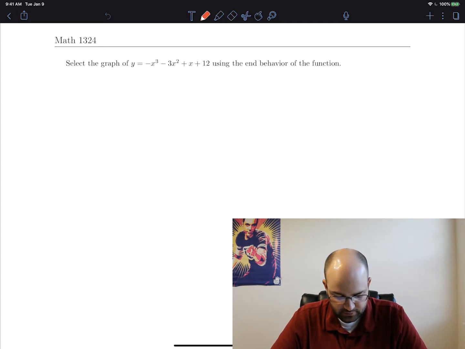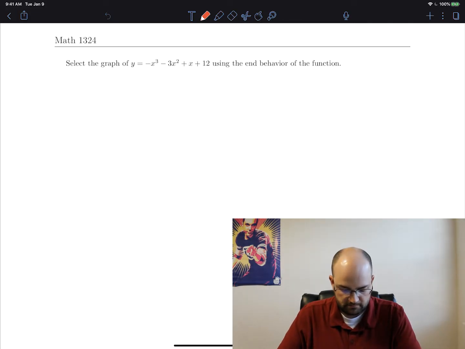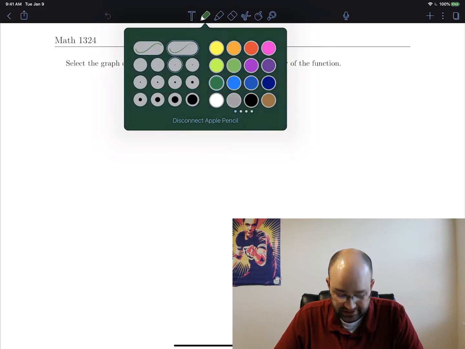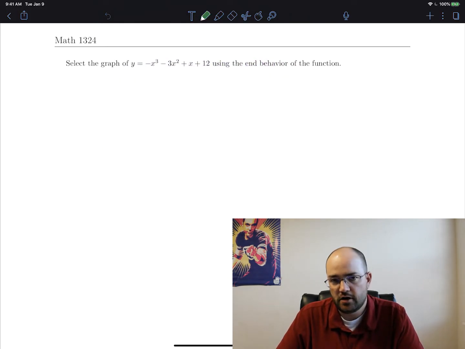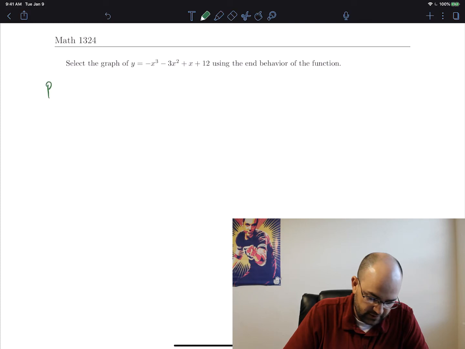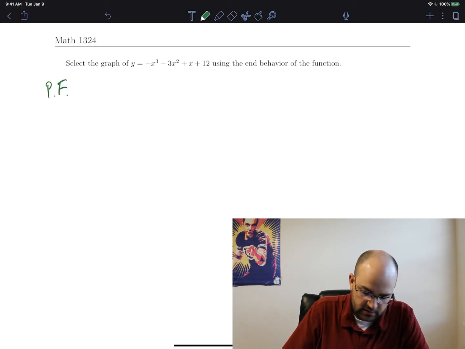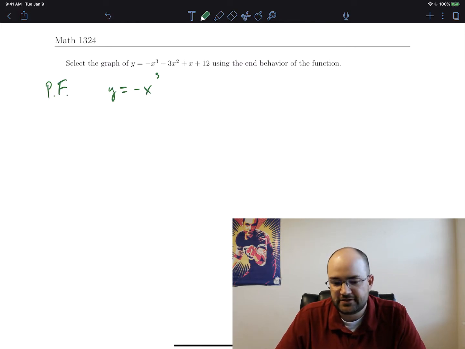And in this example, we want to select the graph of y equals negative x cubed minus 3x squared plus x plus 12 using the end behavior of the function. This is pretty much exactly what we just did, so I'm going to go ahead and talk about the power function. I'm going to label the power function as PF. The power function in this case is y equals negative x cubed.